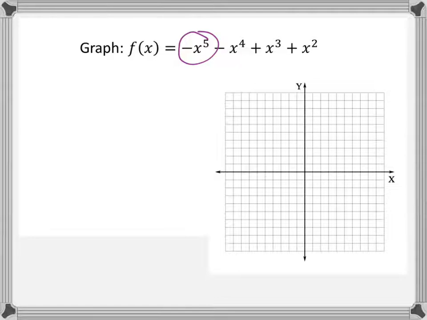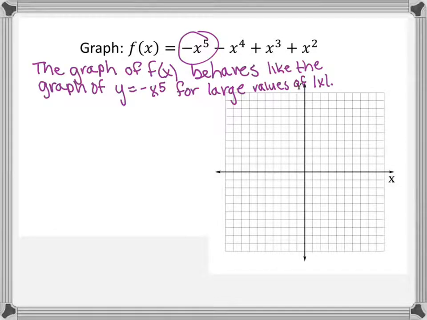our first term is negative x to the 5th. So the graph of f of x behaves like the graph of y equals negative x to the 5th for large values of the absolute value of x. The end behavior, we need the degree, which is 5, and our leading coefficient is negative. So our end behavior is up to the left and down to the right.